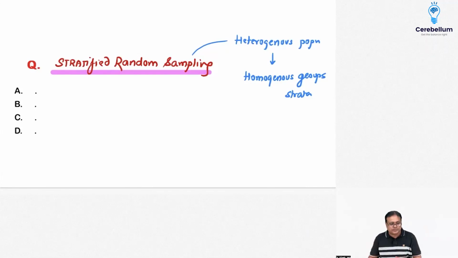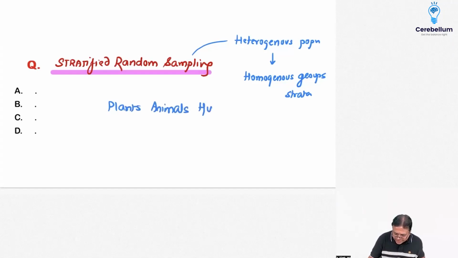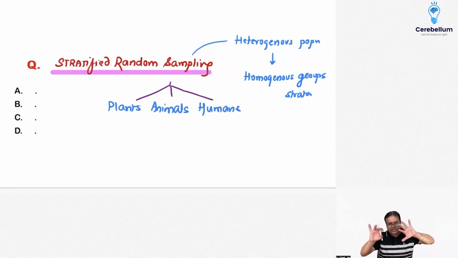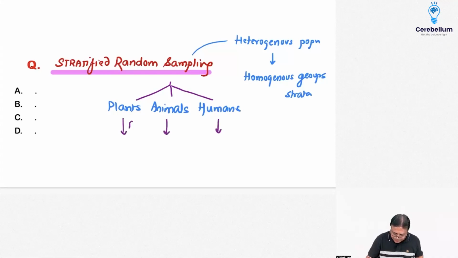Okay, three groups were there. Dr. Shubham Goyal has helped us. Plants, animals, humans. So you have already done the stratification. Among the total population, you have divided into plants, animals, humans, and from each of them you are selecting units of your sample by random sampling. So this is definitely stratified random sampling, right?